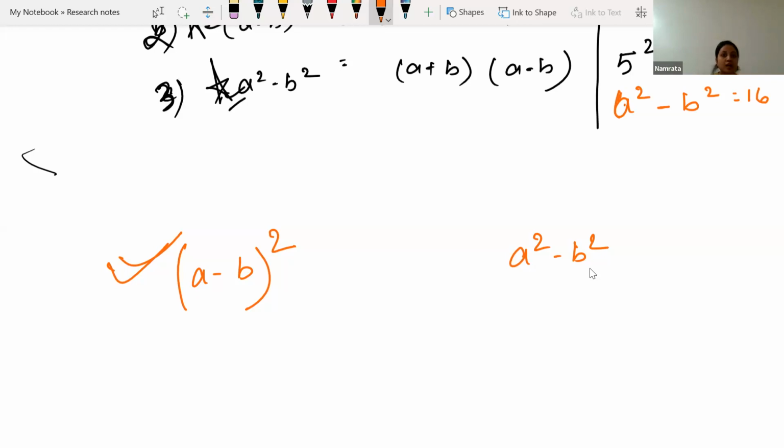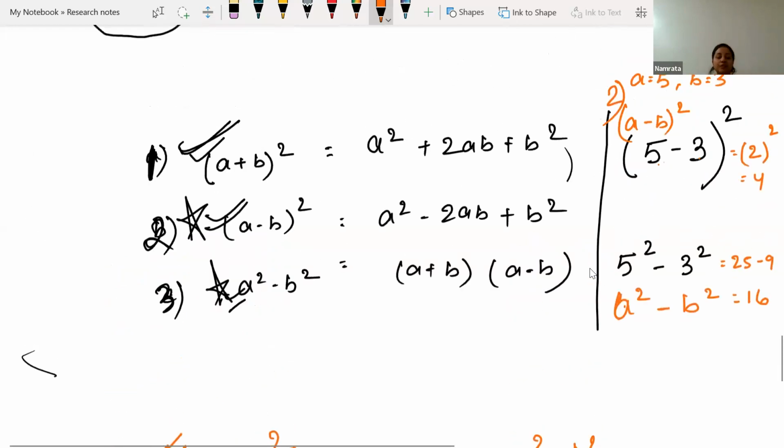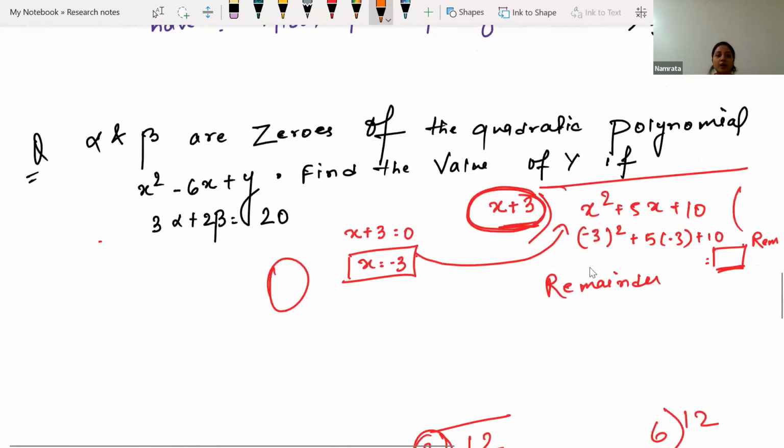Okay, so see again carefully the formulas. The first formula is (a plus b) whole square, that is a square plus 2ab plus b square. The next one is (a minus b) whole square. That means a square minus 2ab plus b square. The last one is a square minus b square, then we can write (a plus b)(a minus b). Clear? Let's apply these formulas over here.